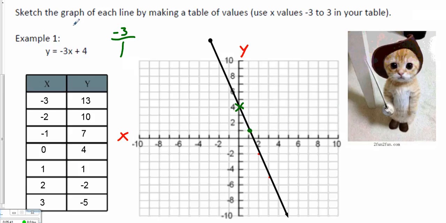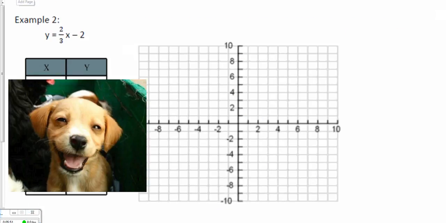So our table and our equation match up perfectly, both by plugging in all these numbers, and they match up on this graph with the line. Let's go to the next example.